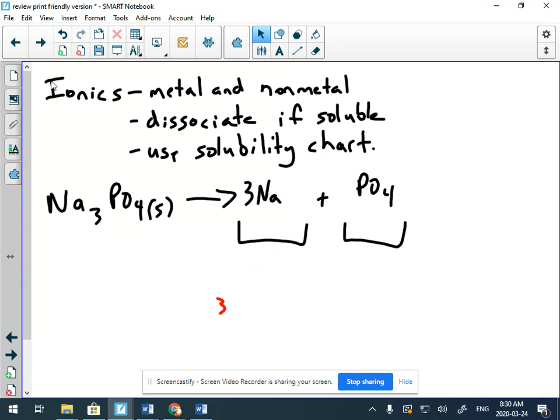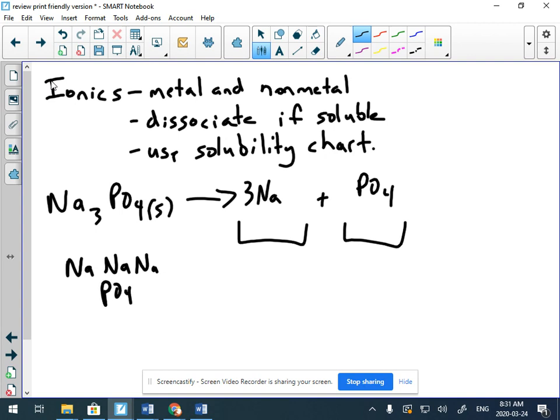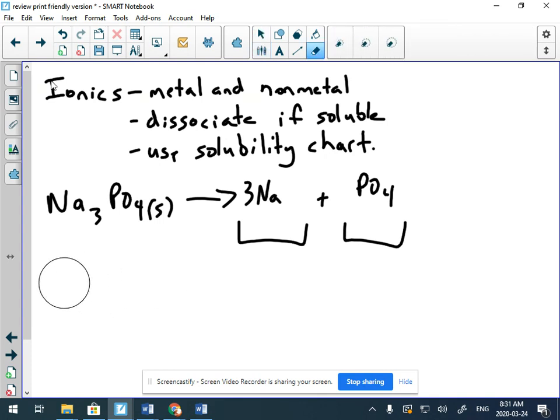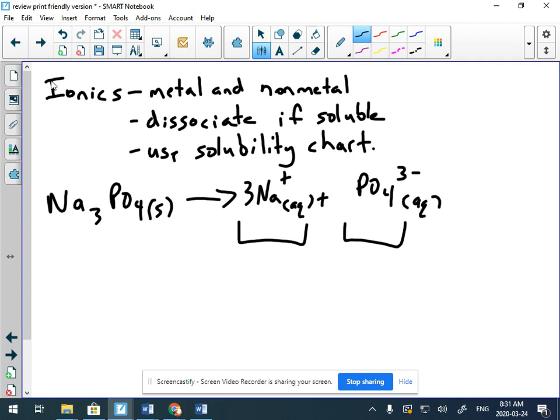A reminder, why do I put a 3 in front? Because this ionic compound has, if you want to think of it, 3 sodiums attached to a phosphate group. Now, it doesn't really look like that, so when it breaks apart, you have 3 floating sodiums. Now, the other thing that some people who did the assignment forgot was you need to have charges if you have an ion, and you need to tell me that the ions are aqueous. Okay, so that's ionic compounds.